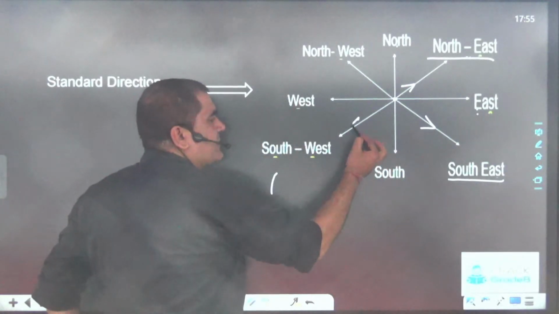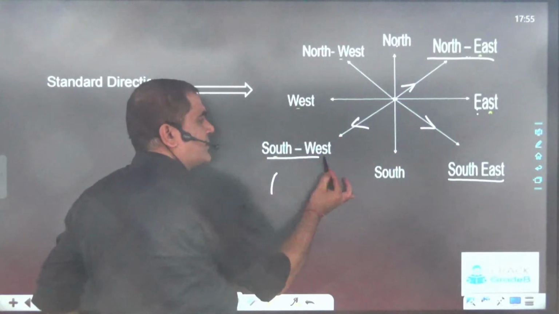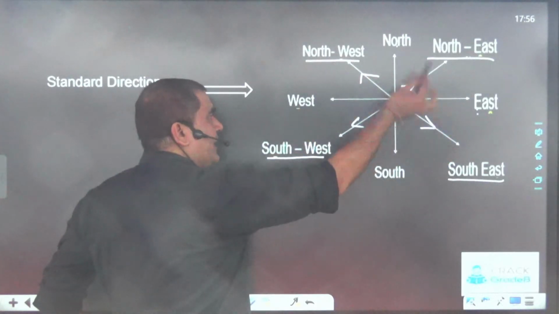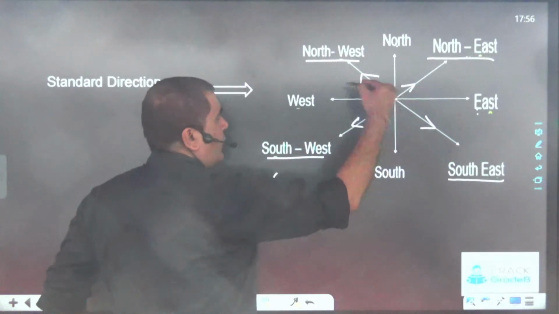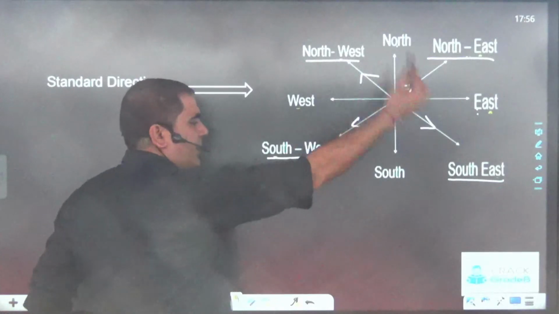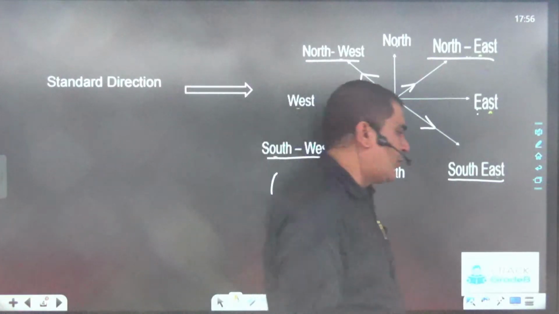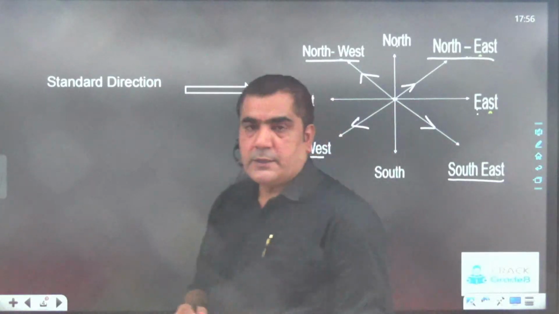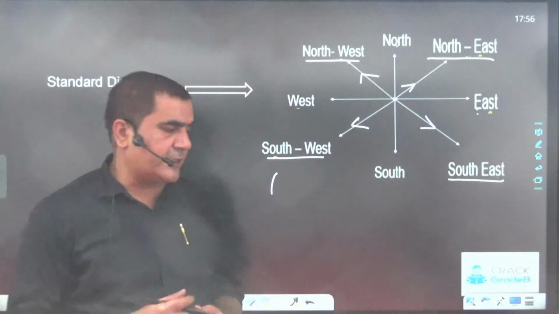This will be between south and west, called southwest. And this will be north and west, so called northwest. So basically in the whole chapter, we are going to talk about these 8 directions only. These 8 directions we are going to talk about in this topic, direction. Clear? So we are going to talk about these 8 directions.